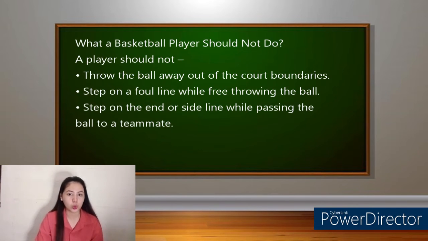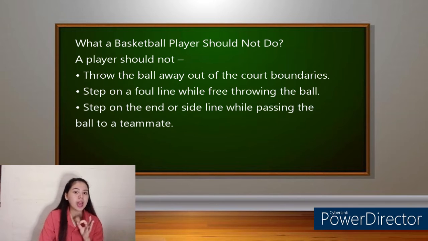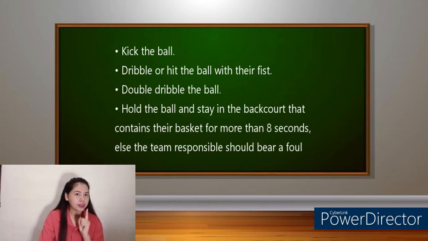What a basketball player should not do. Number 1, a player should not throw the ball away from the court boundaries, because the court has boundaries like the baseline. Number 2, we should not step on the foul line while throwing a ball. Number 3, do not step on the end line or sideline while passing the ball to a teammate. Number 4, do not kick the ball.